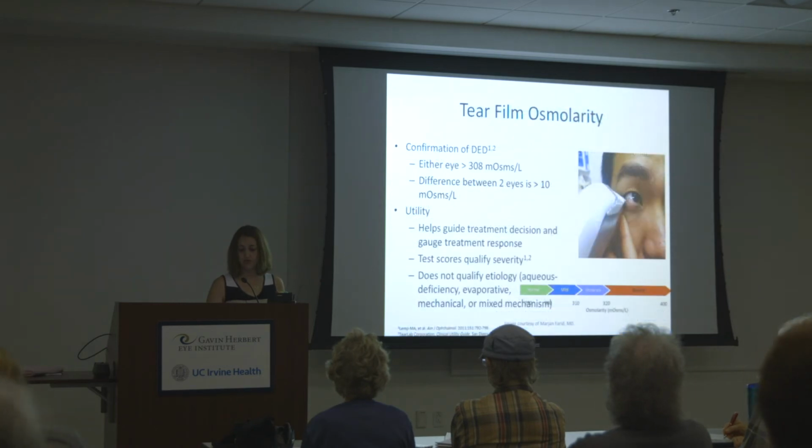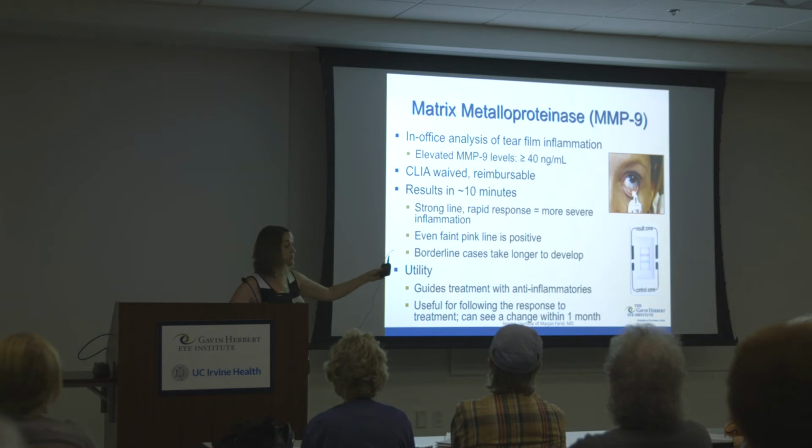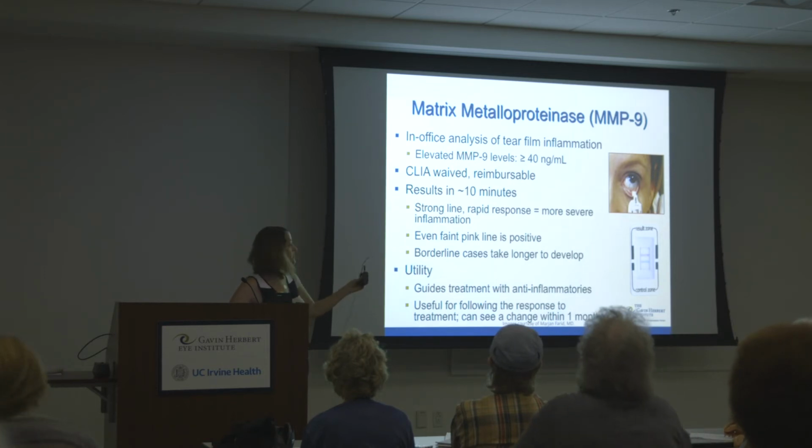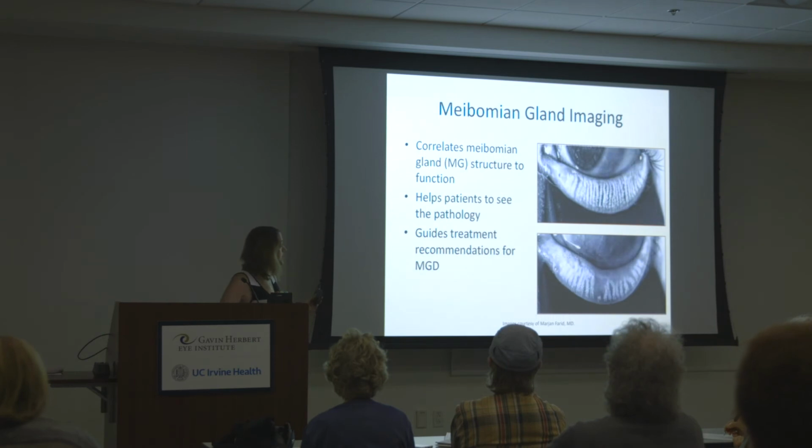Let me move on in the interest of time. I mentioned osmolarity of the tears. We have something to test that. I mentioned inflammation of the tear film. We actually have, some of you may have had this done if you've been evaluated for dry eye disease, where we can look for cytokines or inflammation markers in the tear film. We have imaging of the glands of the lid.